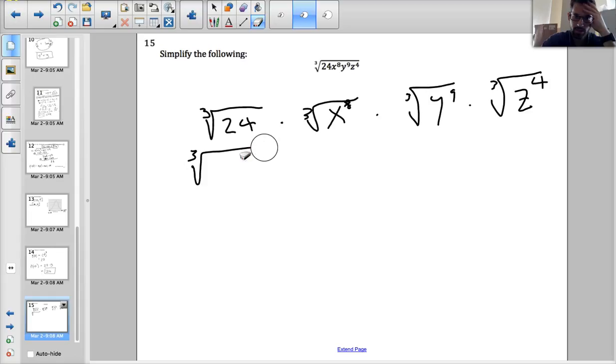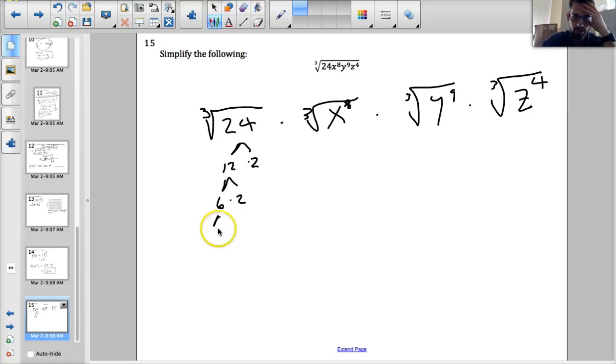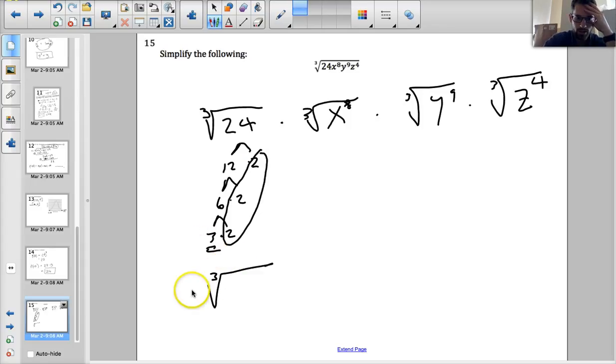I'm going to do a factor tree. 12 times 2, which breaks down into 6 times 2, which breaks down into 3 times 2. So I see I have a group of 3 2's that I can pull out, and I'm going to have a 3 trapped inside. So this is going to be rewritten as a 2 on the outside, a 3 on the inside.